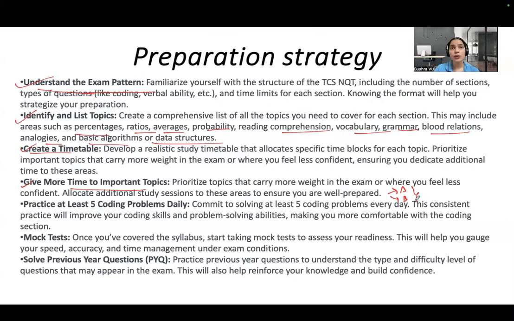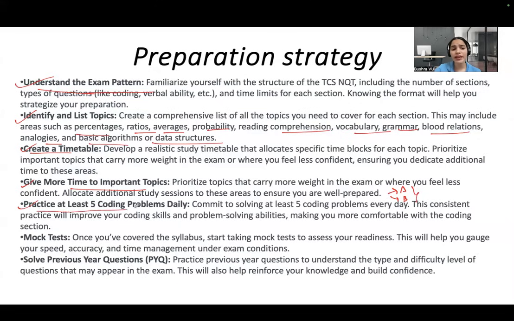Say there are topics which will have more questions asked, then cover those topics first. Because if they have more weightage, then you will be able to answer more questions, right? Which means your score is also going to improve. So that's why give more importance to those topics.